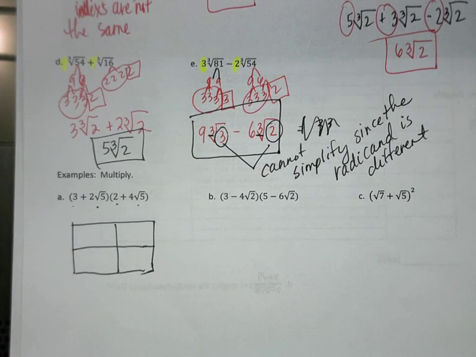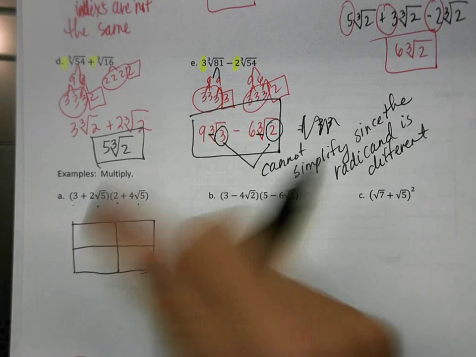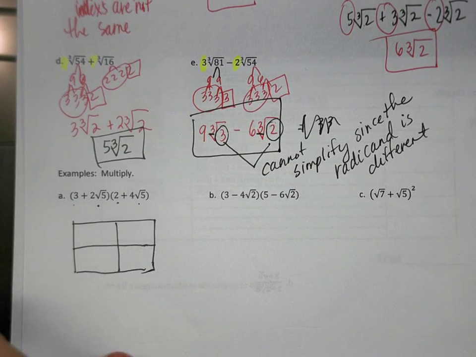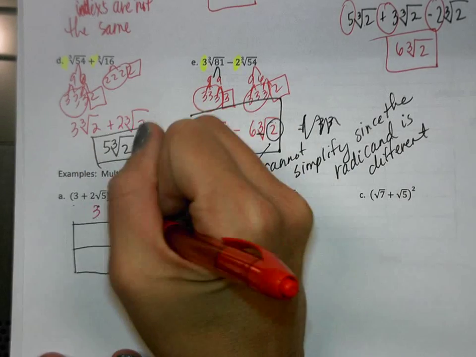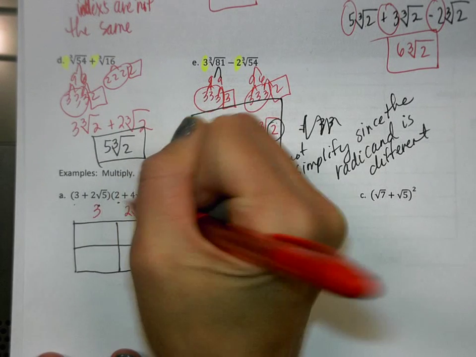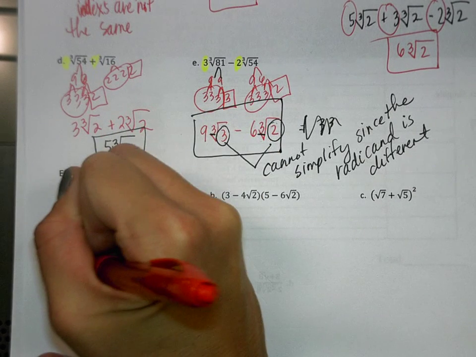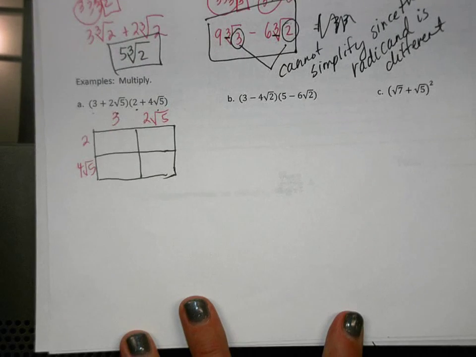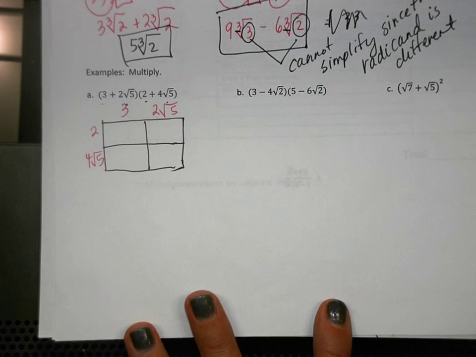If you want to use the FOIL method, you can. I just like the box because you know that you're going to multiply something for every single one of those spots, and it organizes it so it's easy to add. And then it doesn't matter where you write things. So you have 3 and a 2 root 5 on one side and 2 and 4 root 5 on the other side. And if you have negative signs, you want to make sure that you keep the negatives with those numbers, but in this case, everything's positive.